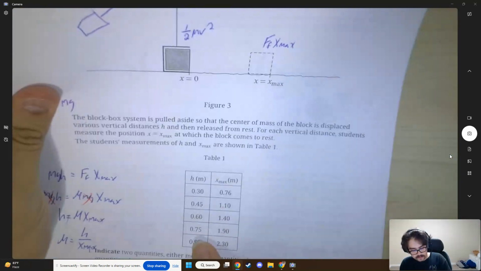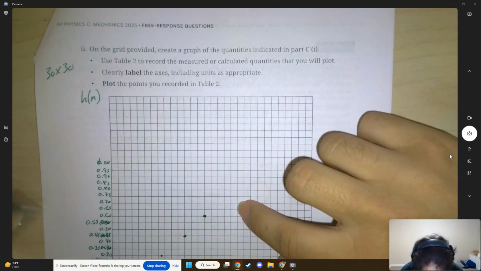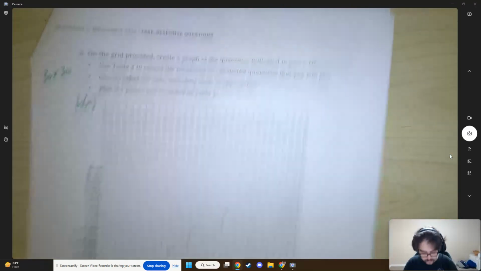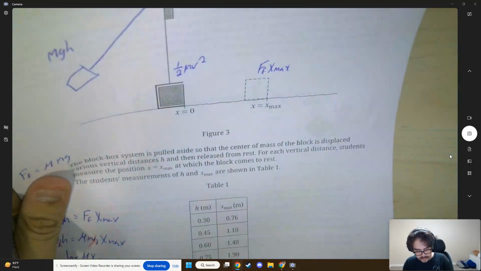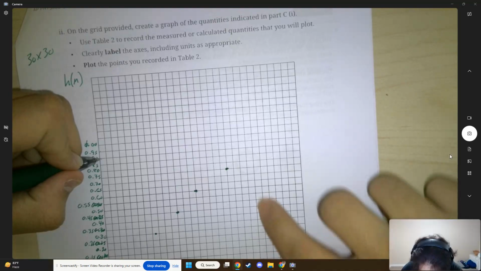And then 0.75 to 1.9. That's right there, 1.9, and then 0.75. And then 0.9 to 2.3. Okay, so 0.9 to 2.3.